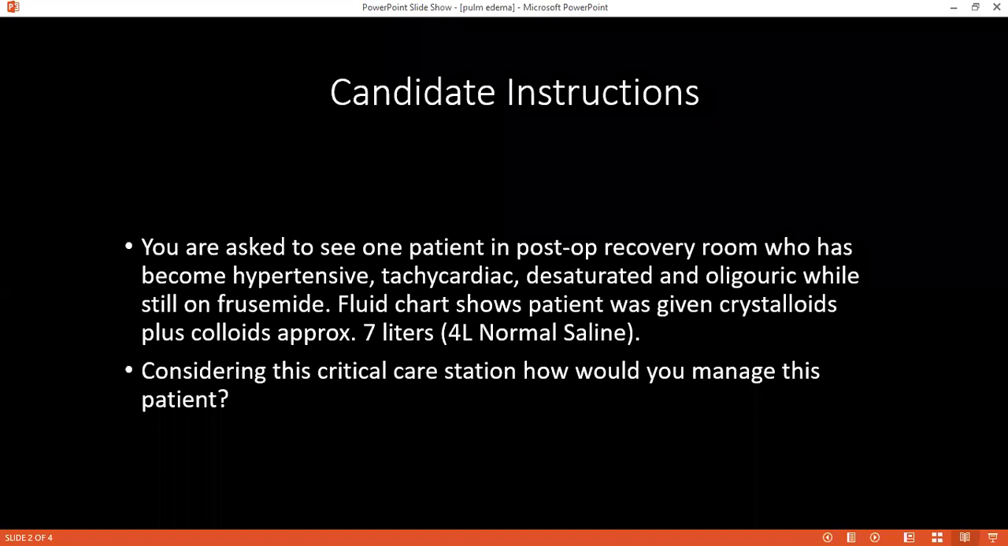Okay, good. Can you please tell me what is the normal daily requirement of sodium and potassium for an adult? Sodium is 1 to 2 milliequivalents per kg. Potassium is 0.5 to 1 milliequivalents per kg.